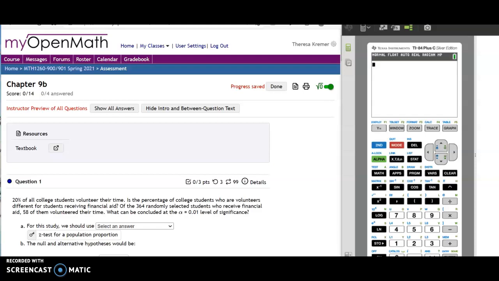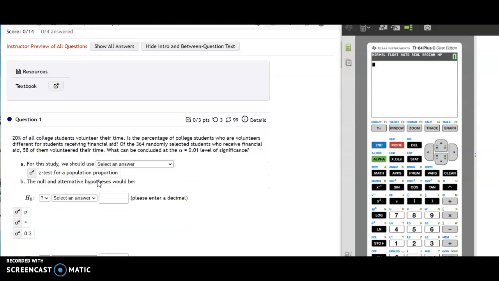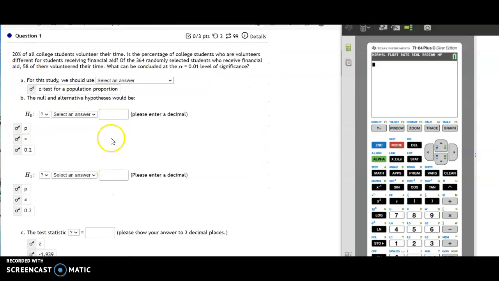Now we're looking at section 9B. Much of section 9B is identical to 9A. The 5 steps are the same. The tables that you use are the same. Everything's very similar. The one thing that's different is the type of information that you're given.